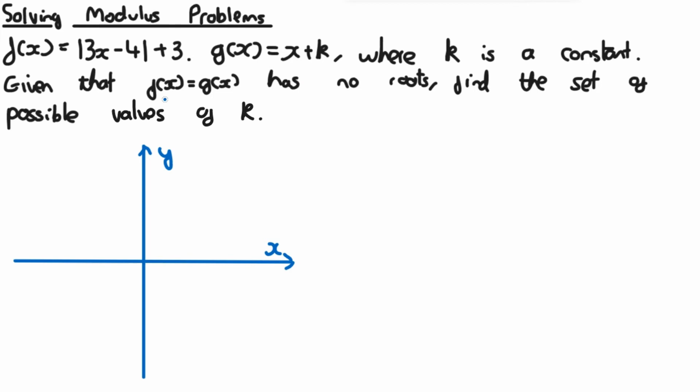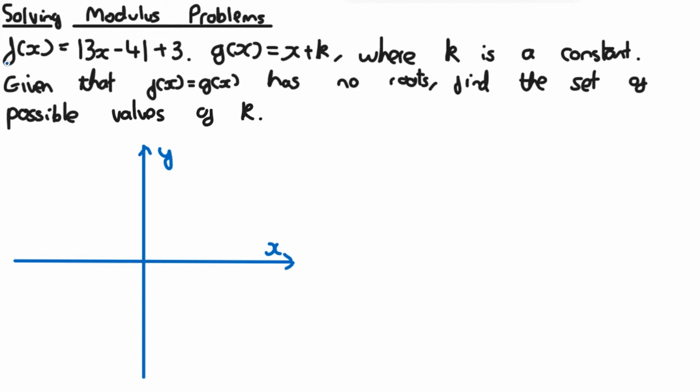So here's another question. This time we have f of x is equal to g of x, where f of x has a modulus and g of x is a function of x that involves this constant k, and we're told that it has no roots and we need to find the set of possible values for k. Now, as I said in the very first video on this topic, it's really useful to draw a diagram for these sorts of questions.